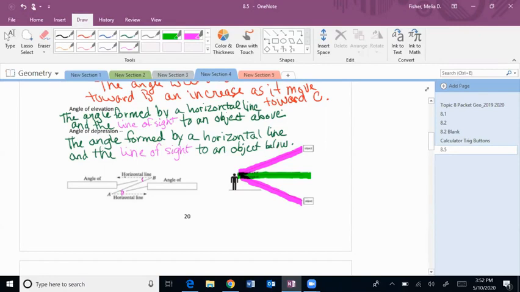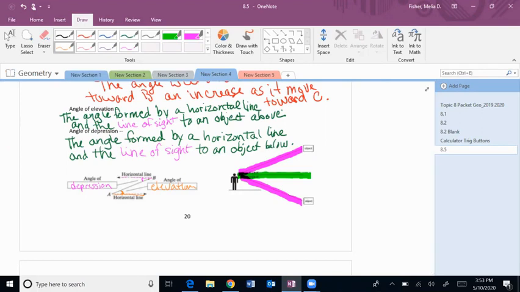So this one, here's the horizontal line, and this is looking down to A below, so that would be an angle of depression. And this one right here, I'm going to make it orange instead, would be an angle of elevation, because the horizontal line is here, and then we're looking up. If our eyeballs were right here at A, we would be looking up toward B, and so that's an angle of elevation.